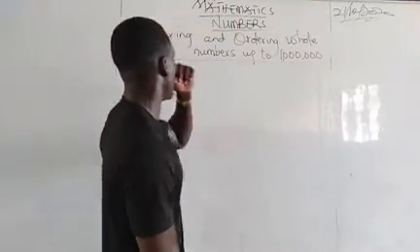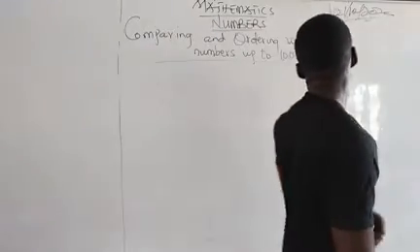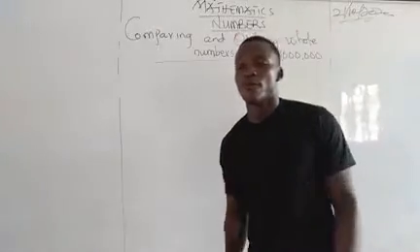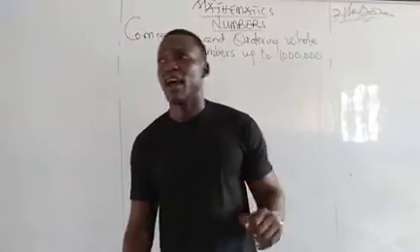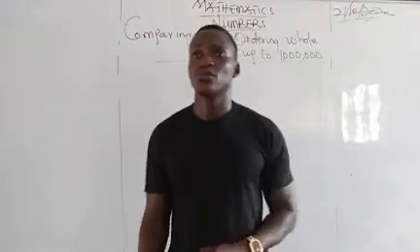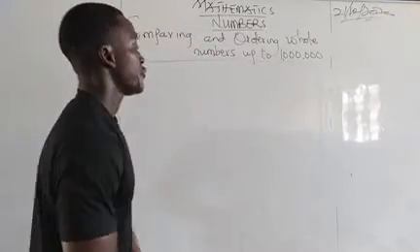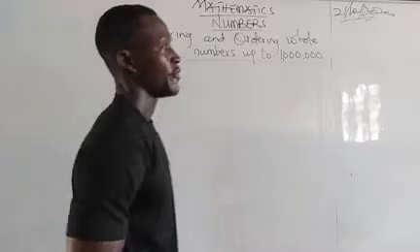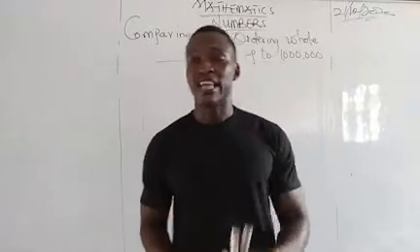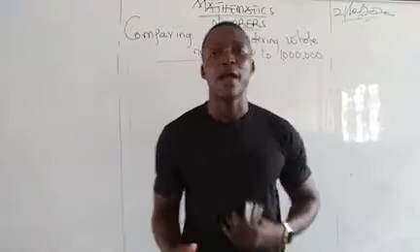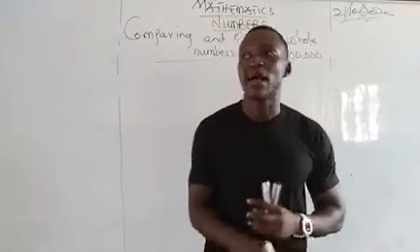Today, what we are going to do is compare and order whole numbers up to 1 million. So first, we have to know our symbols for comparing. When we are comparing, we have some symbols, or signs, that we are going to use.